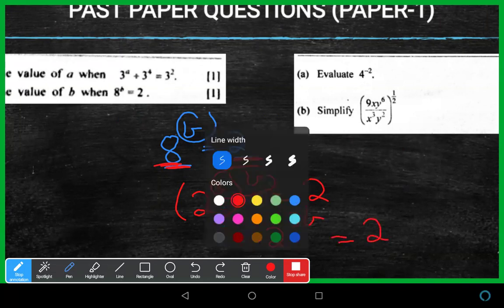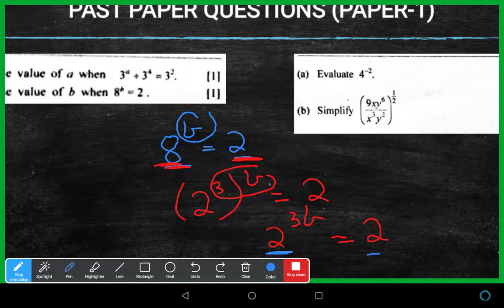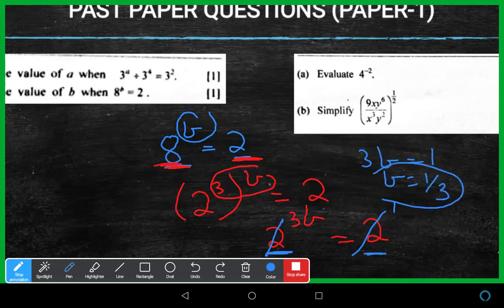So you can see that now both the bases are same. As we did in the previous part, when the bases are same, they will cancel out and the powers will become the base. On the right side, we have just 2, so the power will be 1. So it will become 3b is equal to 1, and it will be divided. So the value of b is 1 upon 3. I hope everything is clear in this question.